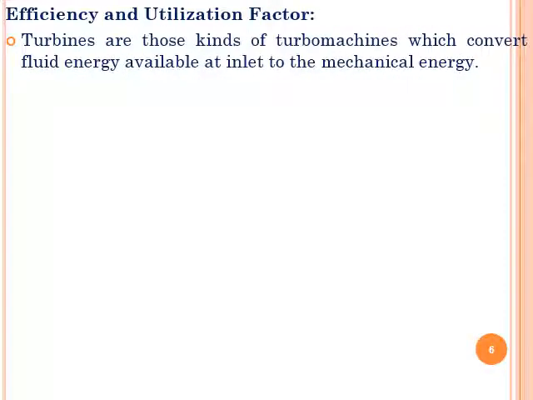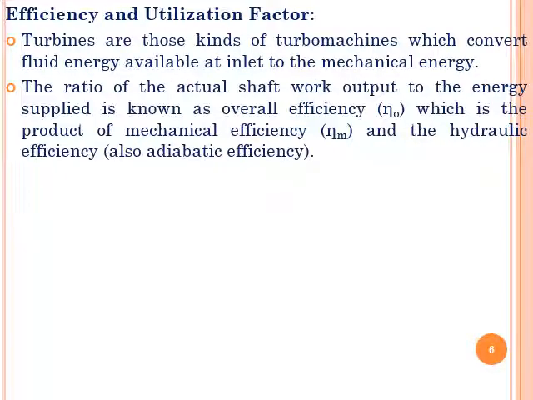Next, efficiency and utilization factor. Turbines are those kinds of turbo machines which convert the fluid energy available at the inlet to mechanical energy. In any type of turbo machine, the fluid energy is converted into mechanical energy. The ratio of actual shaft work output to the energy supplied is known as overall efficiency, which is the product of mechanical efficiency and hydraulic efficiency. The hydraulic efficiency is also called adiabatic efficiency.